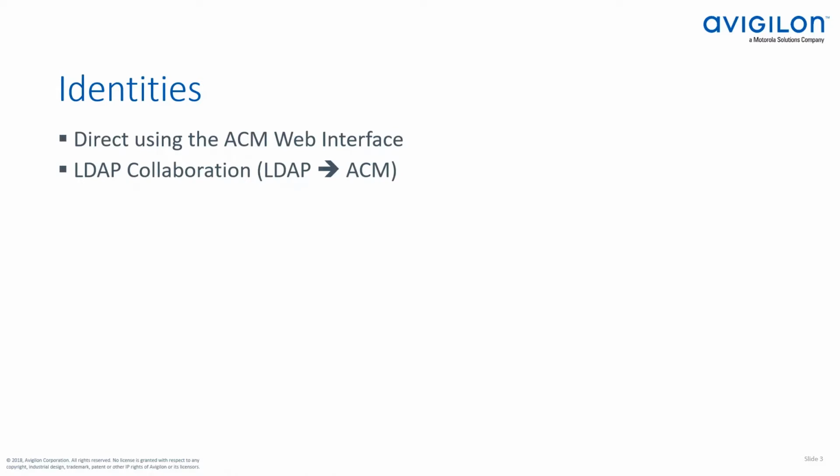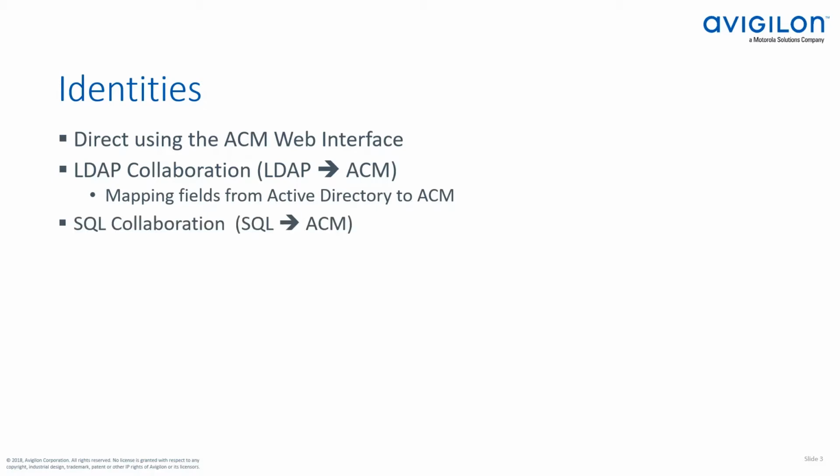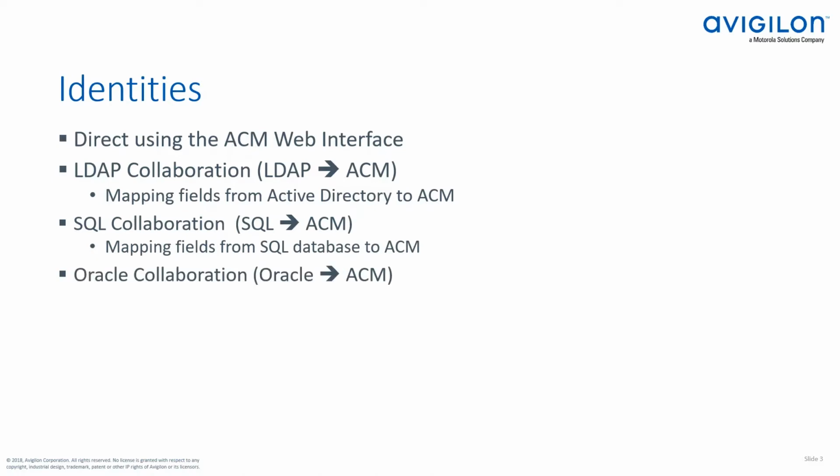You can use LDAP collaboration, most known as Active Directory, so you can bring information from Active Directory to ACM. Mapping the fields from Active Directory to ACM, and you also can filter information from the Active Directory, so isolating a group that you want to bring in. Same goes for SQL collaboration, always going from the third party to ACM, so SQL mapping fields as well.